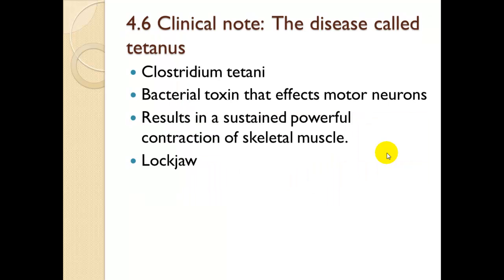Clinical note, the disease called tetanus. Clostridium tetani, which comes from the bacteria Clostridium, is an exotoxin, a bacterial toxin that affects motor neurons, and results in a sustained, powerful contraction of skeletal muscle. An example of this would be lockjaw. Like I said though, the green beans probably did not give them tetanus or lockjaw. It probably gave them jaw paralysis to where they couldn't move it, or maybe they had both of them. So a lot of wives' tales come out of the old stories. Lockjaw, tetanus, and botulinum both come from the same bacteria though.